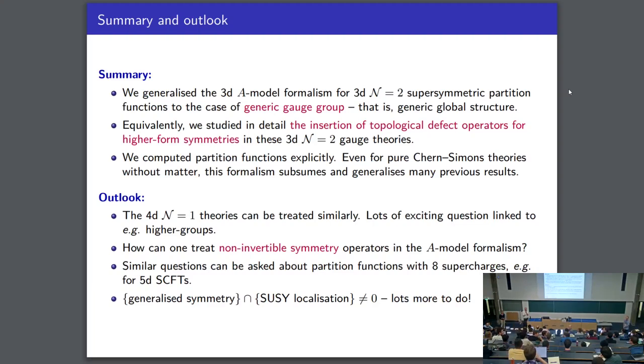Thanks. That was very nice. So for this last point about the overlap, sometimes it might be interesting to think about disconnected gauge groups. So when you did the extension of the A-model to non-simply connected, is it also possible to extend to disconnected in some straightforward way?